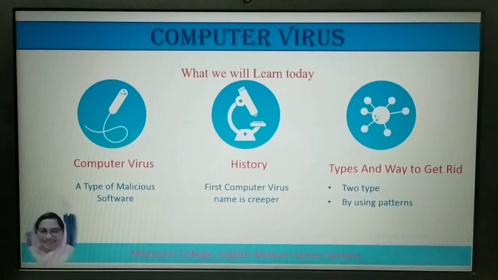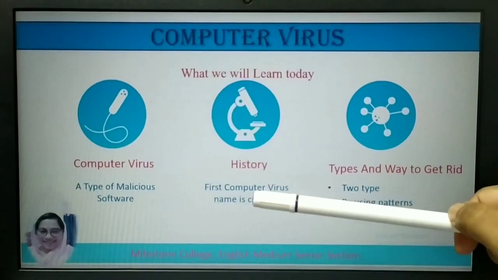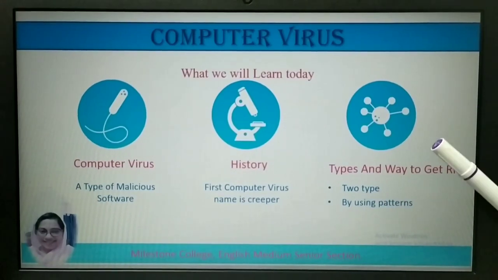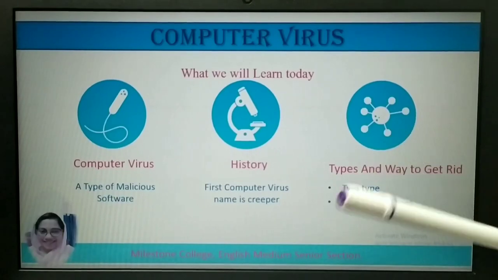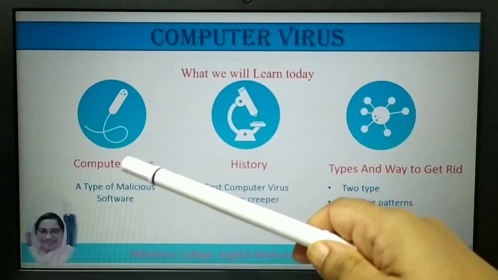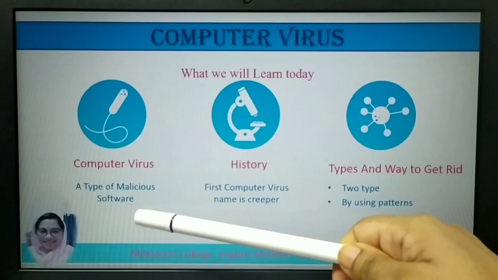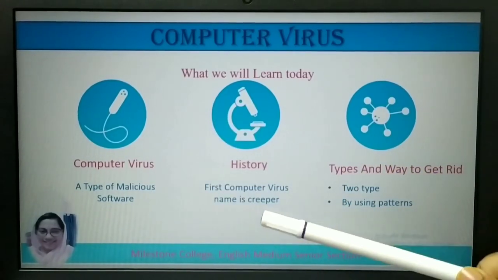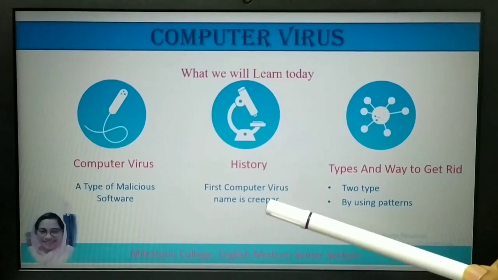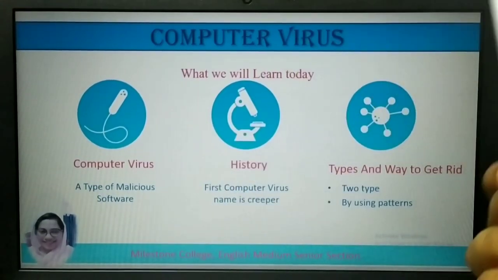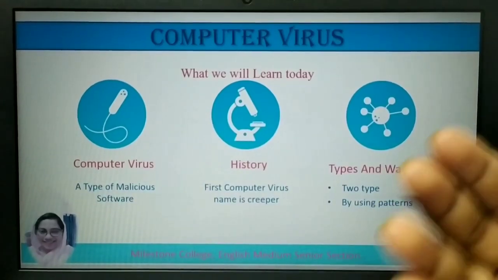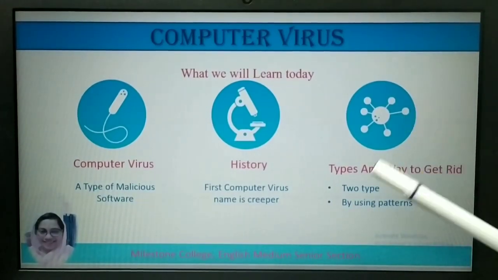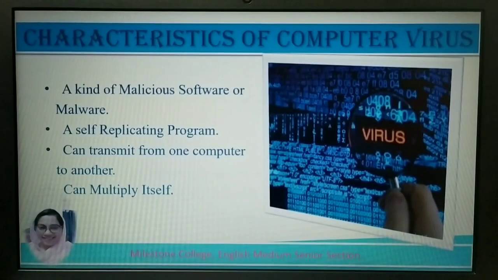Okay, so what we'll learn today, we'll learn about computer virus, the history of computer virus, the types, and the way how we can get rid of these malwares. So what is computer virus? A type of malicious software. And then we will learn the history. What was the first computer virus? And obviously the history begins from something and it proceeds on. Then how to get rid of it? We will learn that it can be gotten rid of by following two ways.